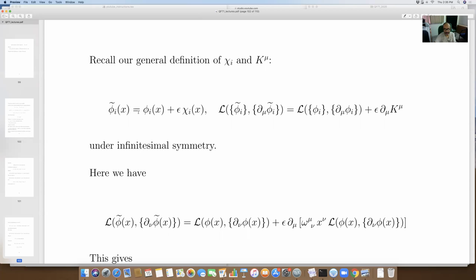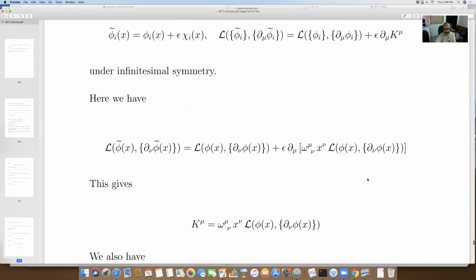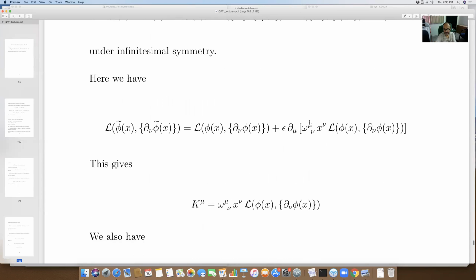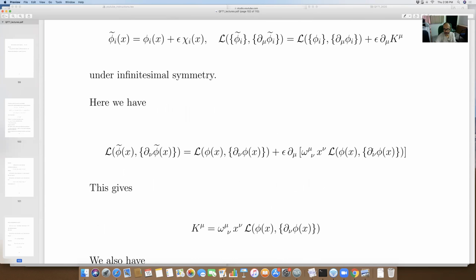And the idea now is that we compare these. This is the general definition of k mu and chi I, general for any symmetry. This is for Lorentz transformation. We have found that for Lorentz transformation, L of phi tilde, del mu phi tilde is given by L of phi, del mu phi plus this. So let's compare this with this. What we see is that del mu k mu must be this, and that means k mu must be omega mu nu x nu times L. Is this clear? This is what we found for Lorentz transformation. This is what defines k mu. All you are saying is to compare this with this, and that gives you k mu. Any question?